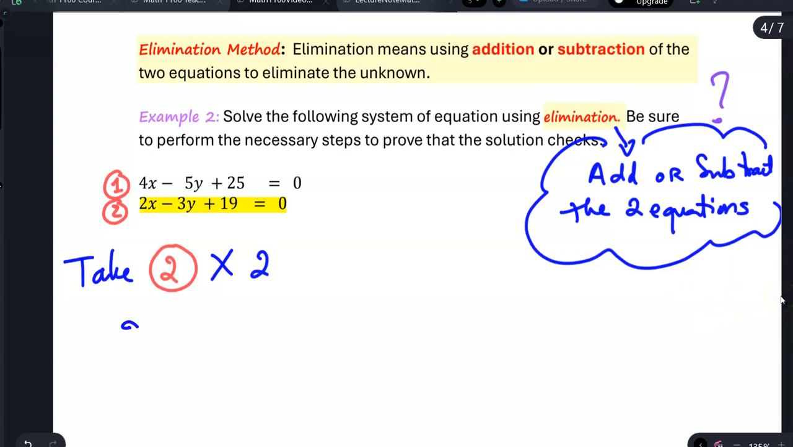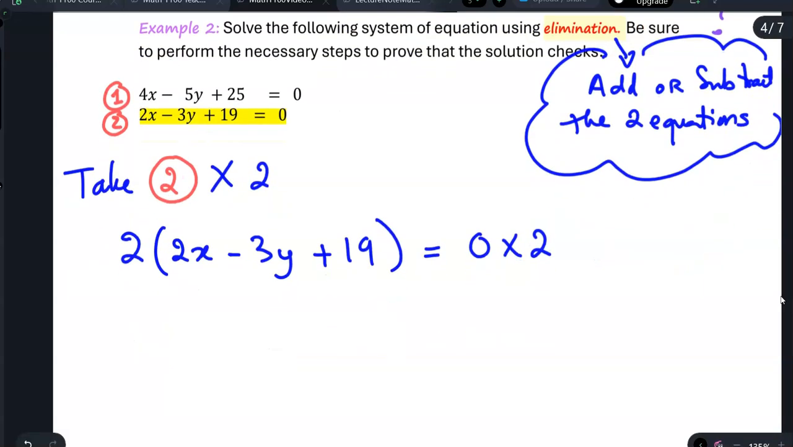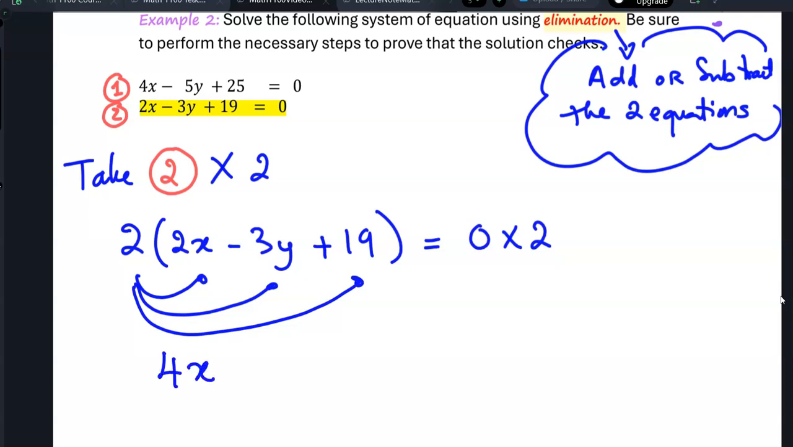So that means you take 2x minus 3y plus 19 equal to 0, times 2. You must do it on both sides of the equation. And again, I will open this up by using the distributive rule. So I should have 4x minus 6y. I'm sorry.